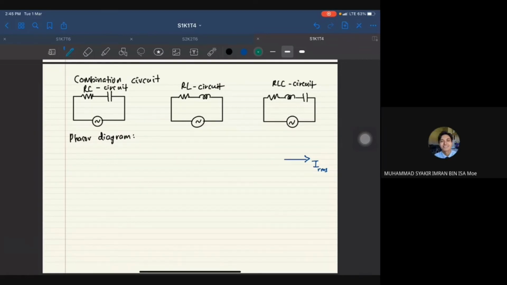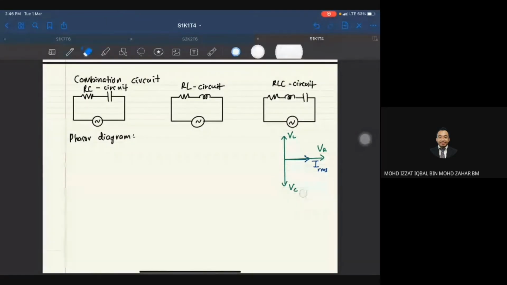Ke kanan. Yes, VR ke kanan. Okay, tadi kan kat tengah-tengah. So VR ke kanan. VL kat mana? Atas. Ke atas. VC? Bawah. Okay, good. Very good. So this one would be your VL. Oops. And this one would be your VC, and VR. Okay, katakanlah saya pendekkan ini.